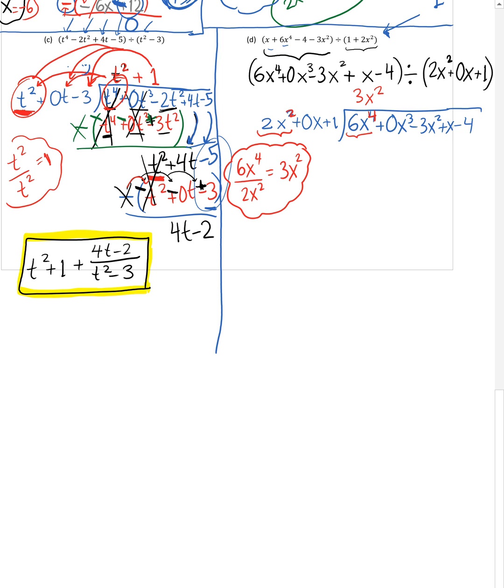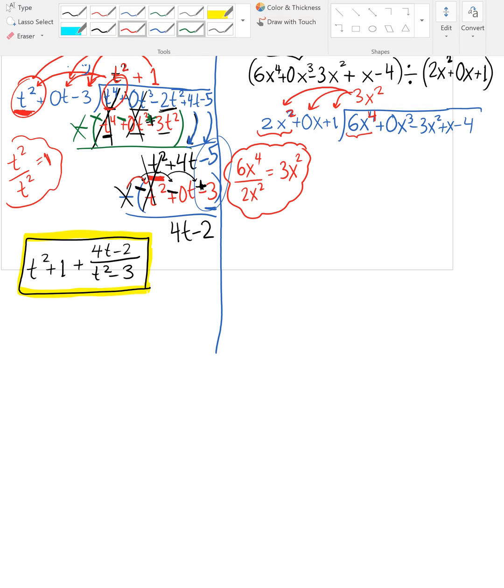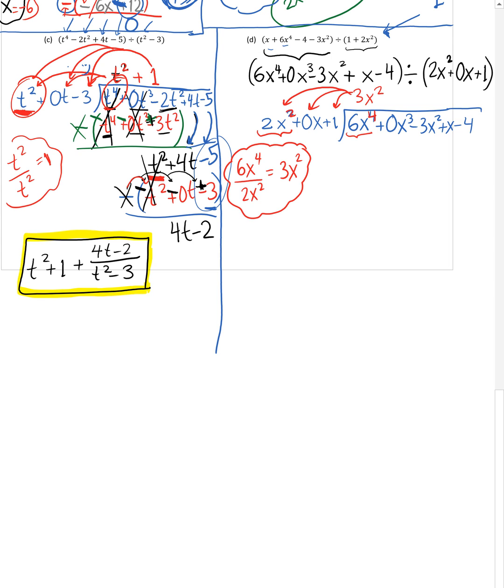There he is. And that quotient is going to be multiplied by every term in the divisor, all 3 of those guys. And whatever I get, I'll write it below the dividend. 3x squared times 2x squared is 6x to the 4th, which is how I designed it. It's supposed to be the exact same as what's above it. 3x squared times 0x, well 3 times 0 is 0. x squared times x is x cubed. And then the last guy, 3x squared times 1 is 3x squared.